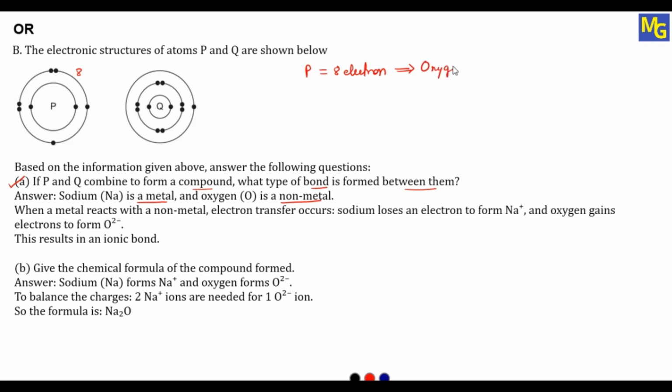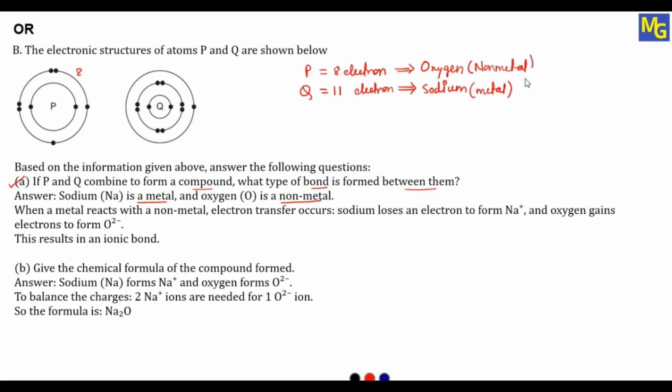So I can write it is the oxygen. Now go to Q. Count the electrons. 2, 8, 1. 2 plus 8 will be 10, and this is 1. So in total 11. 11 electrons can be seen in which element? Sodium. So it is confirmed that P is oxygen and Q is sodium. Now we got the elements. Now see here, sodium, as it is given, is a metal. Oxygen is a non-metal.